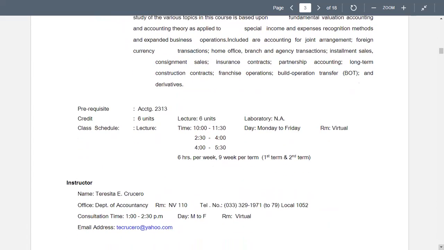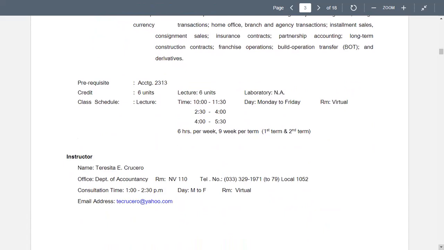Before you are allowed to take up this course, the prerequisite is Accounting 2313. The credit for Accounting 3123 is 6 units. However, for Accounting 3122, it's only good for 3 units. I have mentioned that the syllabus applicable to 3122 is posted in Canvas, as well as that of 3123, which is longer.